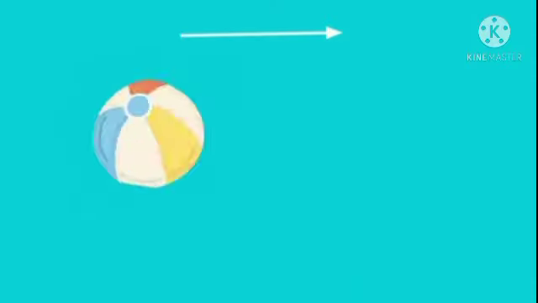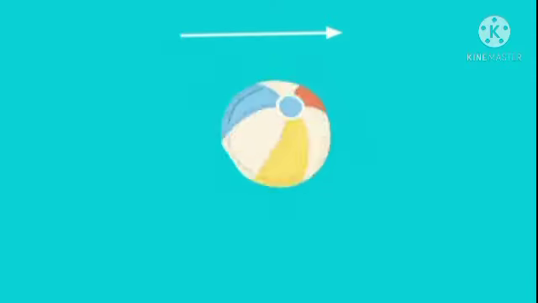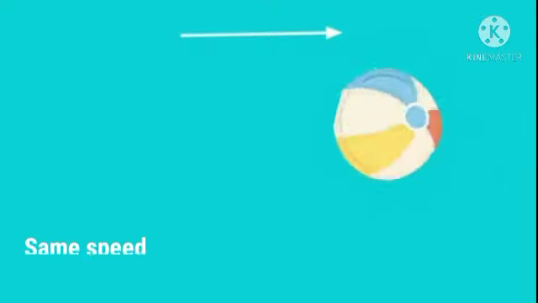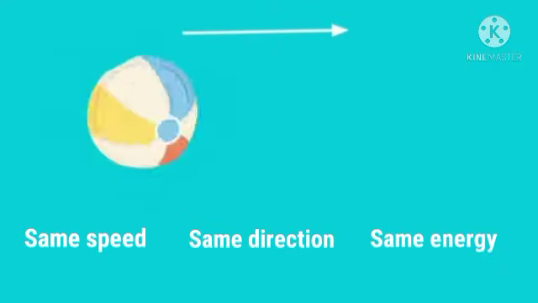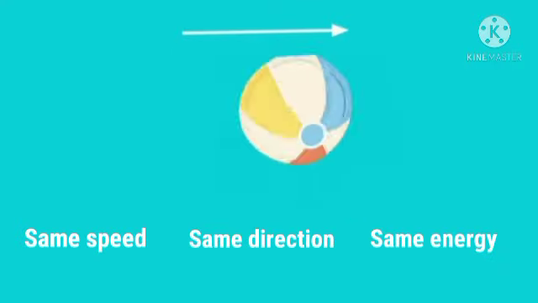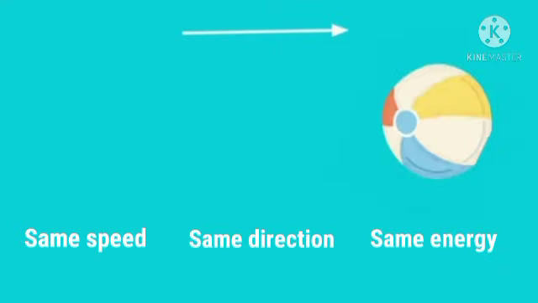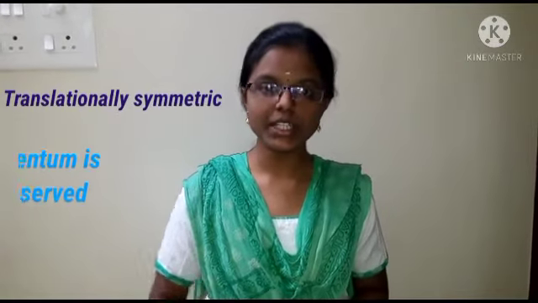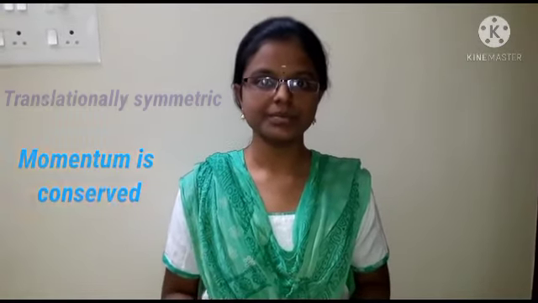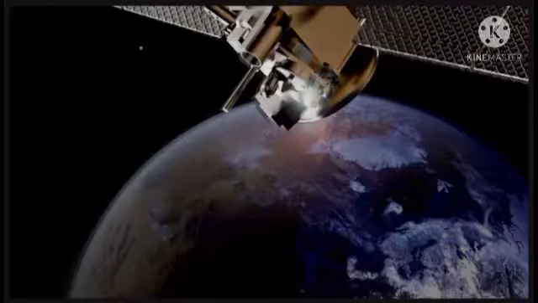Now, consider a ball which is rolling in a straight line. It will continue to roll with the same speed, in the same direction, and with the same energy forever. In this case, the momentum of this ball at any point on its path will remain the same. This ball is now said to be translationally symmetric, and in this symmetry, the momentum of the ball is conserved. Let us see another example.